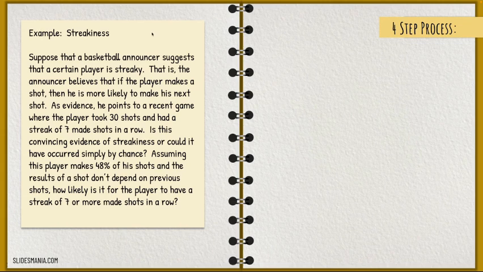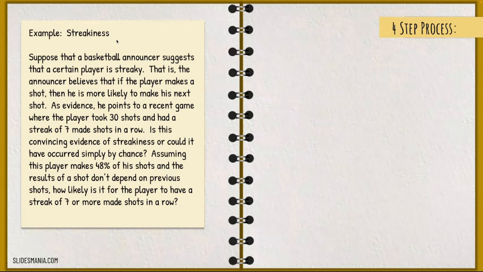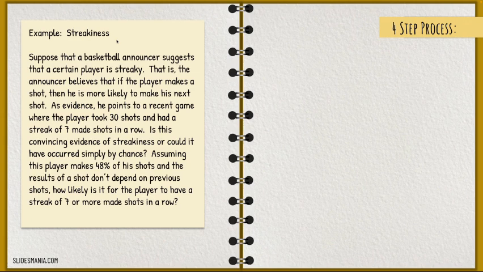Okay, so here is an example. So think about basketball. If someone's on a streak, that means that once they make one basket, they continue to make the baskets. Then they are said to be streaky. Suppose that a basketball announcer suggests that a certain player is streaky. That is, the announcer believes that if the player makes a shot, then he is more likely to make his next shot. As evidence, he points to a recent game where the player took 30 shots and had a streak of 7 made shots in a row. Is this convincing evidence of streakiness, or could it have occurred simply by chance?